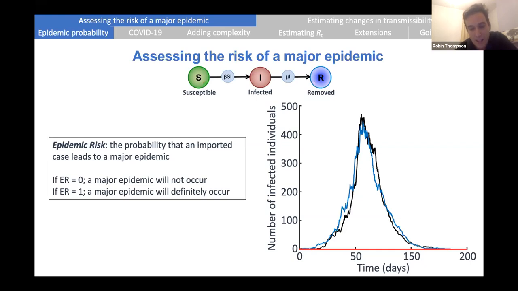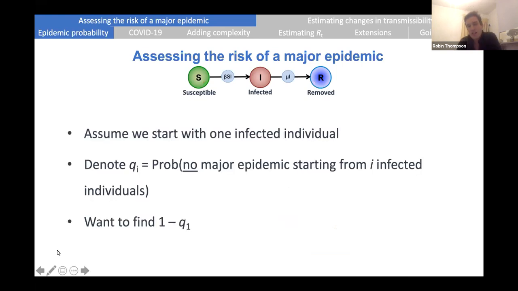And as indicated by the data that I showed you a moment ago, what's most realistic is that the epidemic risk is neither zero nor one. So instead, the epidemic risk is somewhere in between. There's some probability between zero and one that an imported case sparks a major epidemic. And you can actually estimate the probability of a major epidemic, starting with just a single infected individual for stochastic compartmental models. And you can do that by making a branching process approximation. So I'm going to go on and show you how to do that now in the case of a stochastic SIR model. But this can be extended, as I'll come back to later, to compartmental models with additional complexity.